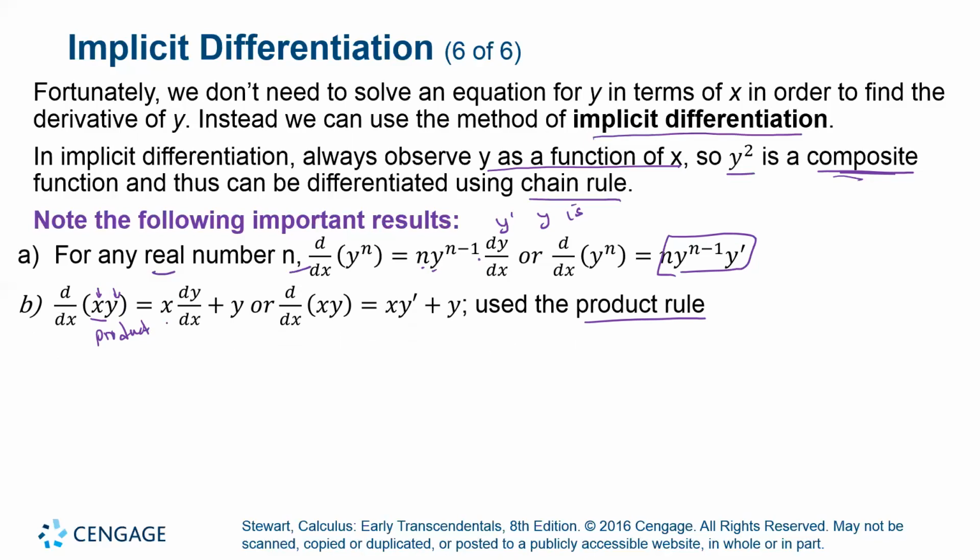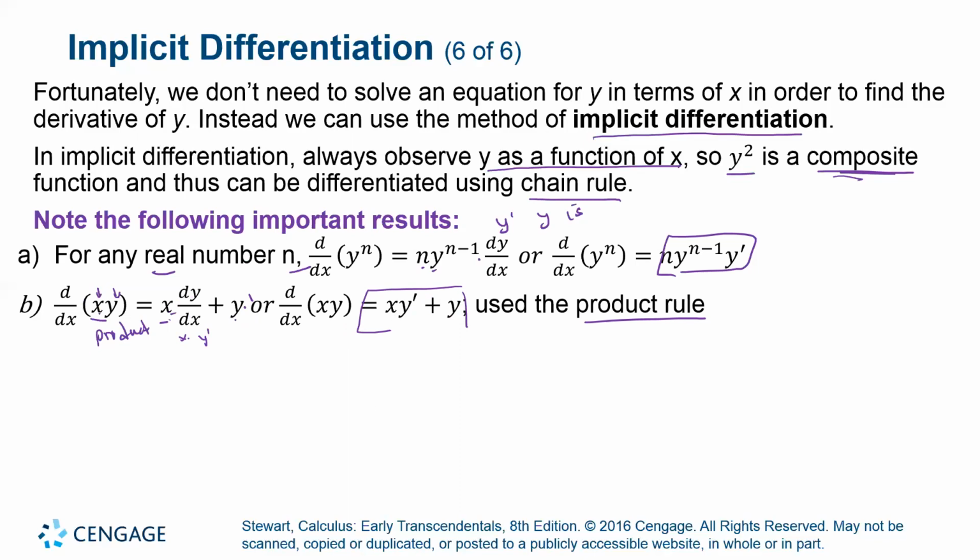If I use the product rule, keep the first one, differentiate the y, which is dy dx, plus keep the y and differentiate the x, which will give me 1. So this is basically y times 1, which is y. Or if I write it in terms of y prime, the x stays the same x, and dy dx is just y prime. So it's the same as saying x times y prime plus y. Okay, so that is another thing.